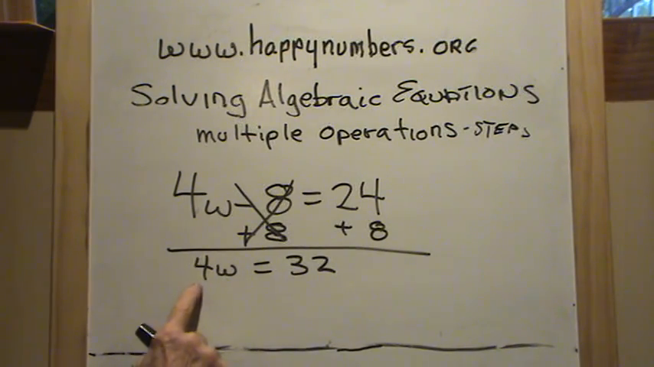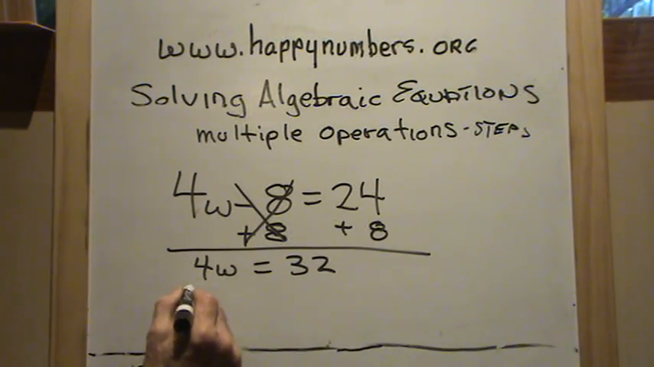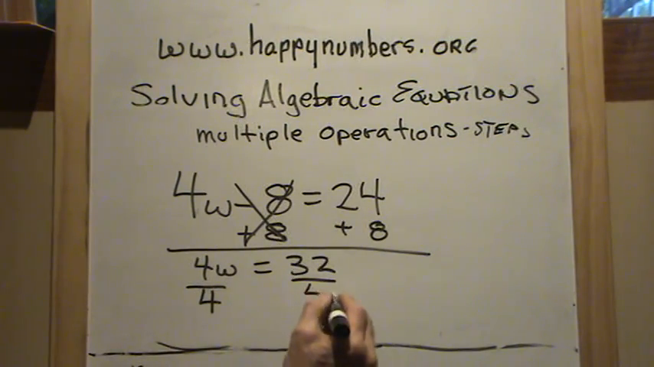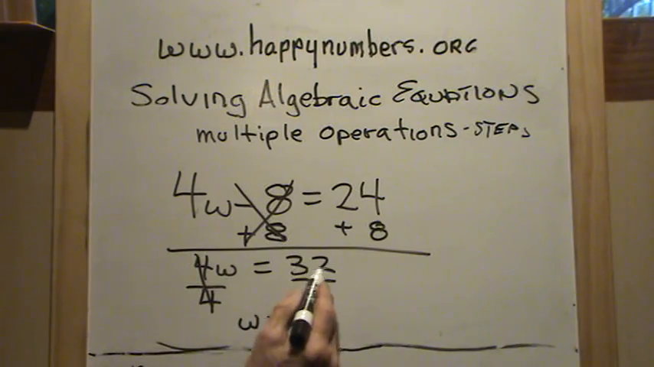Now, I need to eliminate the 4, and this is multiplication. So if I use the opposite or inverse, and divide by 4, and then divide by 4, the 4's go away, and I get w equals 32 divided by 4, which is 8.